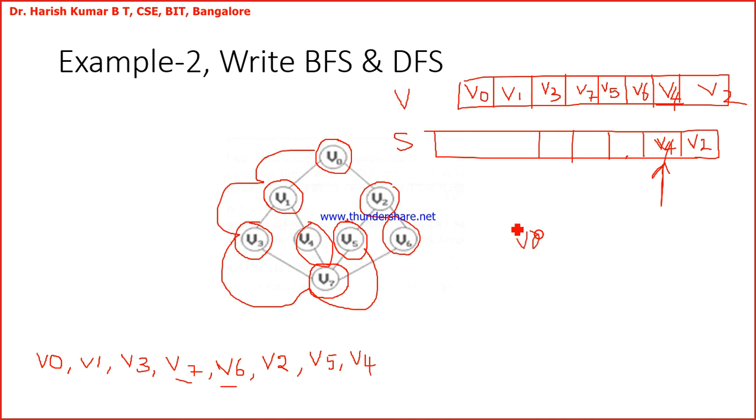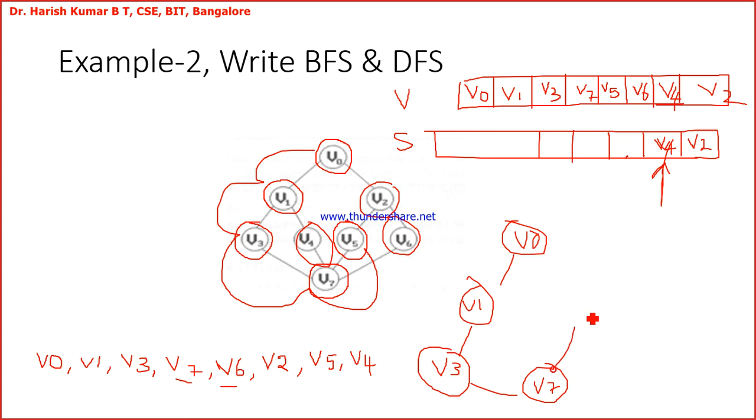If I write 0, V1, V3, and then V7. So from V7 we go to V5, and then we backtrack again to V7 and go to V6. We backtrack again from V6 to V7, and then we go to V4.